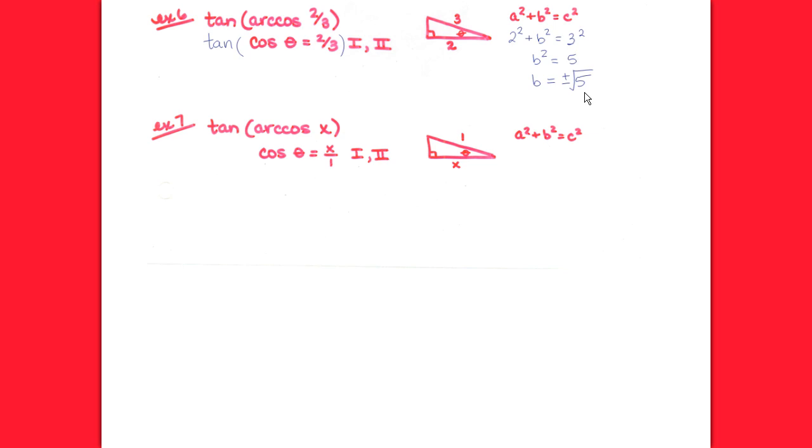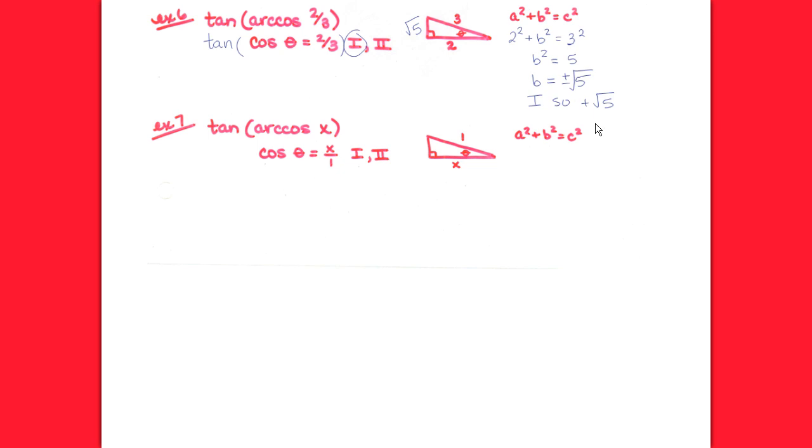So let's go back and figure out our quadrant. I know that I'm either in the first or the second quadrant because I had arc cosine, and that's the only place that it exists. Remember that cosine is positive in the first and negative in the second. So since this was a positive 2/3, I have to be in the first quadrant. If I'm in the first quadrant, then I know b is going to be a positive square root of 5, not a negative, because everything's positive in the first quadrant.